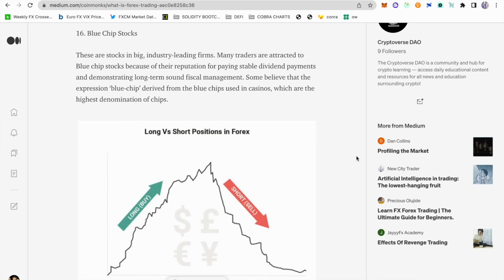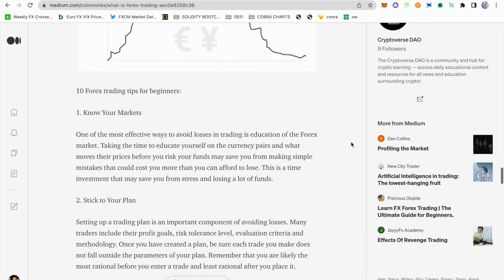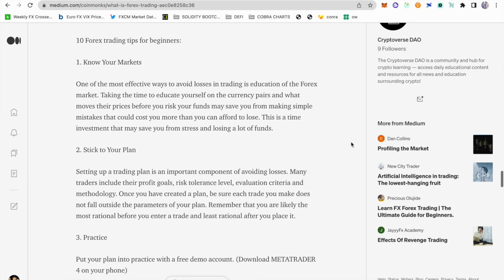What are blue chip stocks? These are stocks in big, industry-leading firms. Many traders are attracted to blue chip stocks because of their reputation for paying stable dividend payments and demonstrating long-term and sound fiscal management. Some believe that the expression blue chip derived from the blue chips used in casinos, which are the highest denominations of chips. So, blue chip companies.